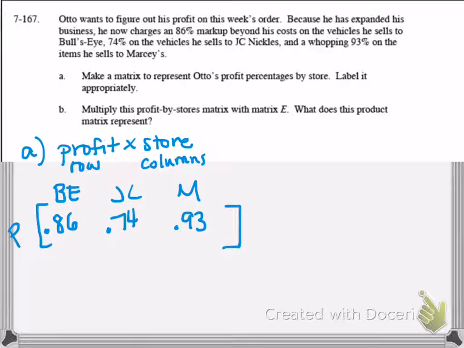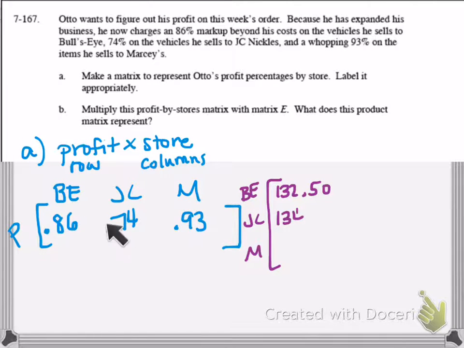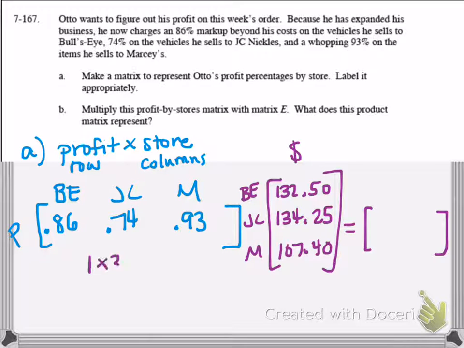And then part B wants you to multiply that profit by store matrix with matrix E. So this right here is a 1 by 3, and if you remember, matrix E was a 3 by 1, so I have to put that one second. So I'm going to go ahead and write that in. And notice how this time the inside dimensions are those stores. So this is the stores, this is the stores. And so the 3 columns here and the 3 rows here that match up are all stores, and that's good. That's what I want. Okay, so I'm going to end up with just a 1 by 1, and that is going to represent the total profit that Otto makes from all of the stores in a week.